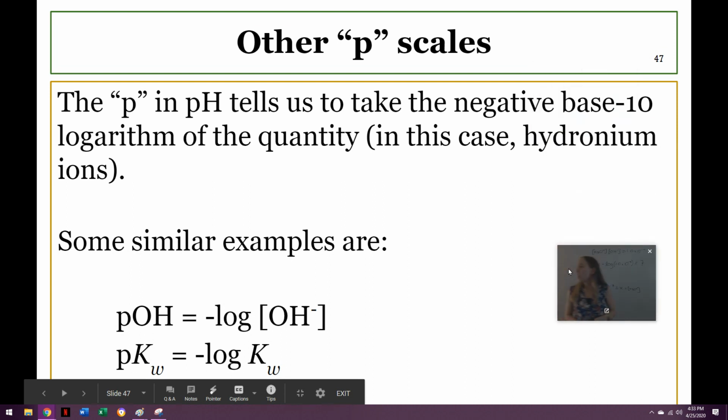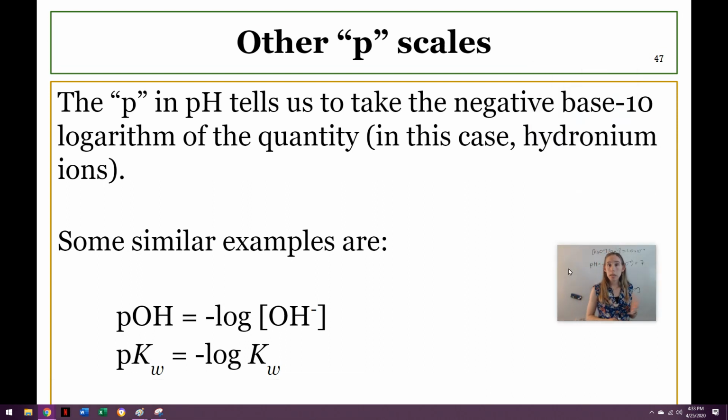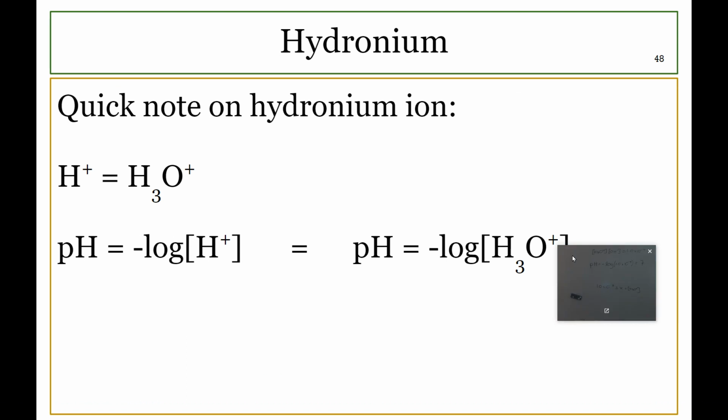So we have actually different p scales. The p in pH just means to take the negative log, the negative base 10 logarithm, of that quantity. So for pH, that would mean hydrogen ion or your hydronium. But you could take the negative log of hydroxide, your OH, and that would be calculating pOH. You could take the negative log of your Kw value, and that's your pKw. So the lowercase p, it's always lowercase in pH and pOH, means take the negative log of the following compound, whatever it is. So we're going to do some examples of this.